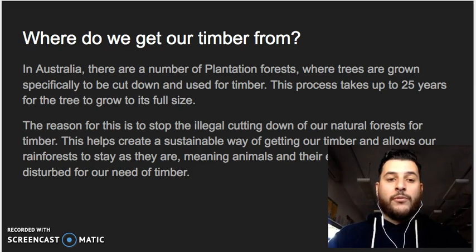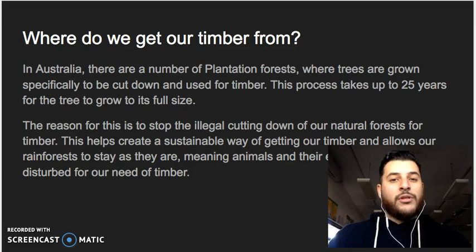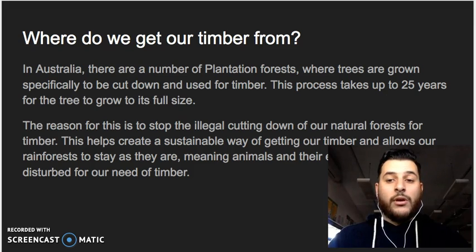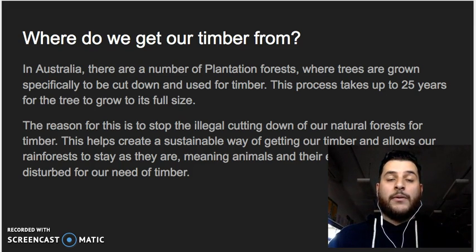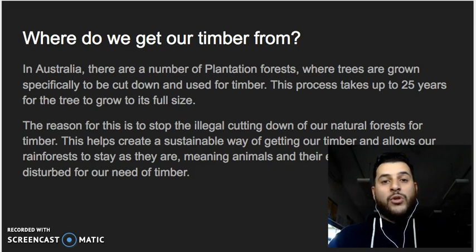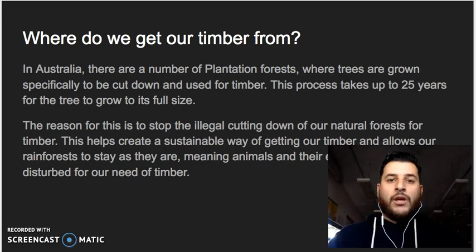So, where do we get our timber from? In Australia, there are a number of plantation forests. They're usually around South Australia and Victoria, just because the climate's a bit better for our trees to grow. They are growing specifically to be cut down to be used for timber. This process takes up to 25 years for the tree to grow to its full size. When you plant a tree, the trunk is tiny. 25 years later, you get a nice big thick trunk that you can cut down and use for timber.